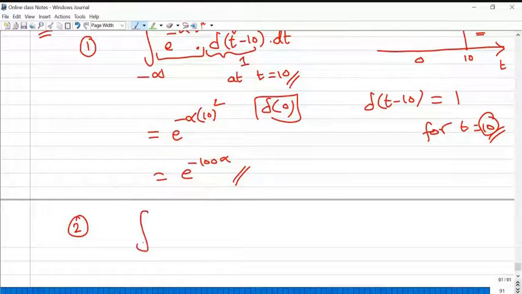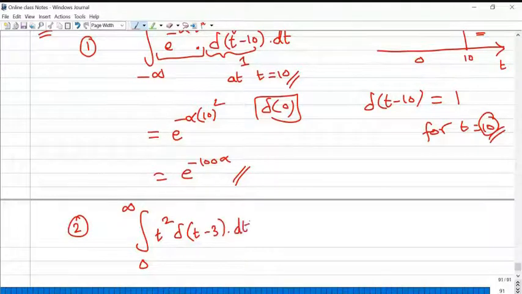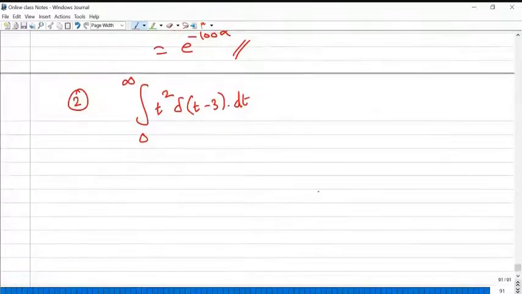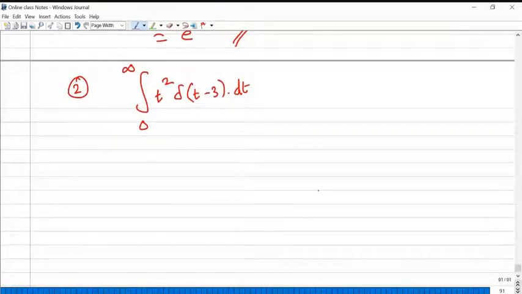One more example I'll give you. Evaluate the integration from 0 to infinity of t squared delta of t minus 3 dt. Second example. Many problems like this are there in the Signals and Systems reference book by Ramesh Babu. You can refer to those problems. Evaluate the following integrals.